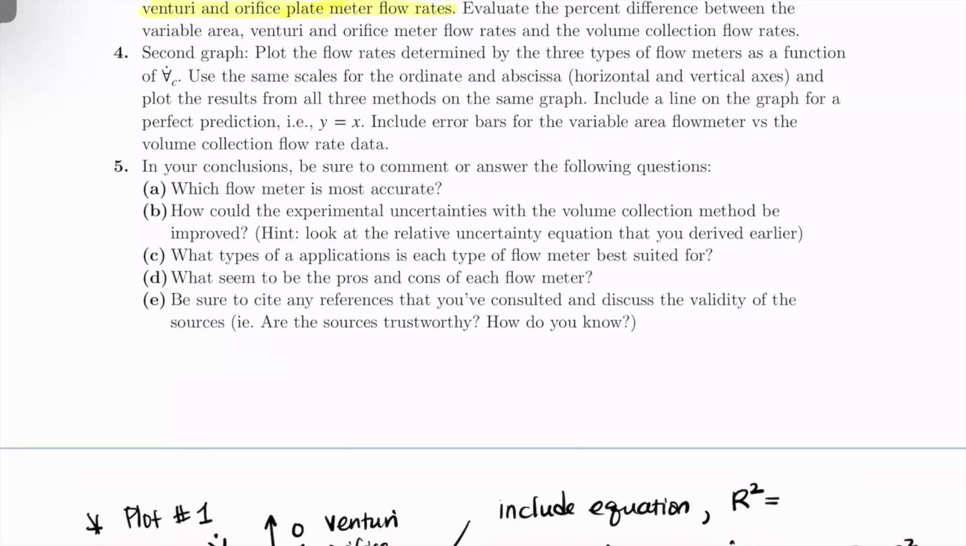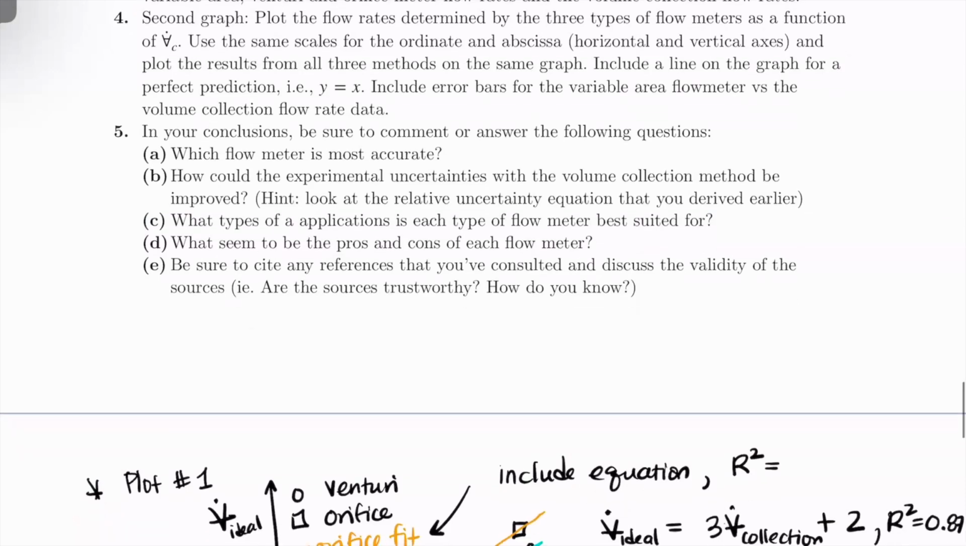The second plot, you're gonna plot the flow rates determined by the 3 types of flow meters as a function of the volume flow rate from the collected method. And you're gonna use the same scales. So make sure that if your x-axis goes from 0 to 20, your y-axis goes from 0 to 20 as well. And then on that, you want to include the line for a perfect prediction.